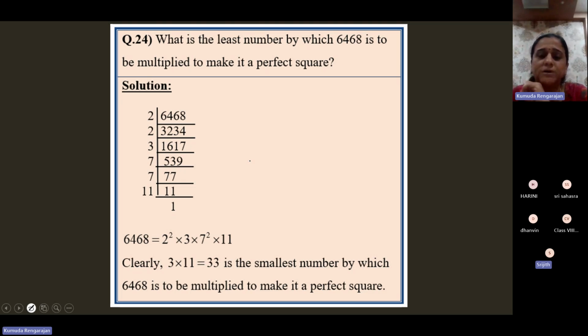If a number has to be a perfect square, every prime factor in the number must occur in pairs. Now, this number is not a perfect square because the primes 3 and 11 don't occur in pairs. So the smallest number to be multiplied to make it a perfect square will be: you need one more 3 to make it 3 squared, and you need one more 11 to make it 11 squared. So 3 into 11, 33, is the smallest number.